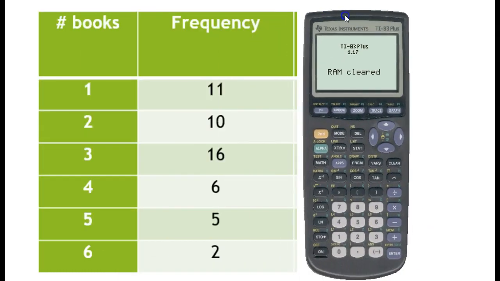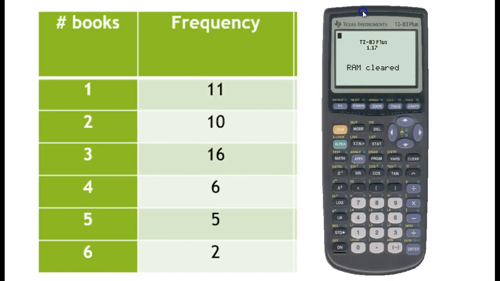In this video, we are going to use our TI-83 calculator to graph a histogram and a box plot. We are going to use this example that we used in chapter 1, which was asking 50 students how many books they had in their backpack. We are going to first plot this as a histogram.